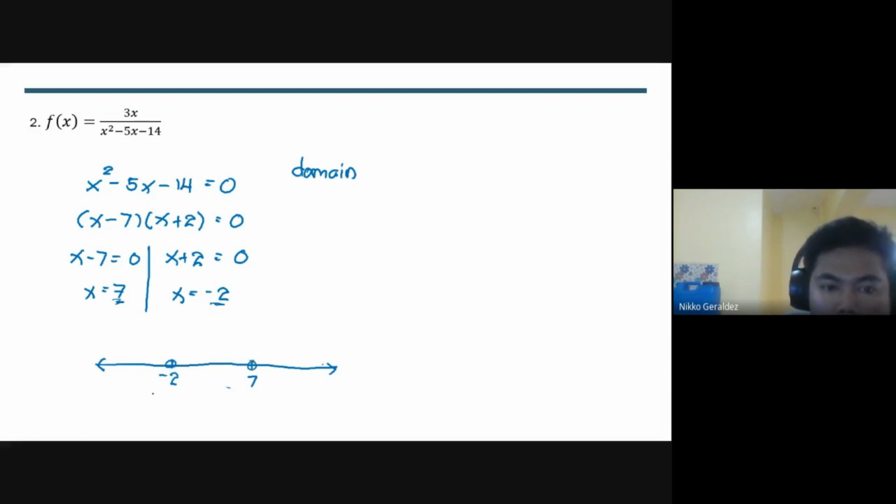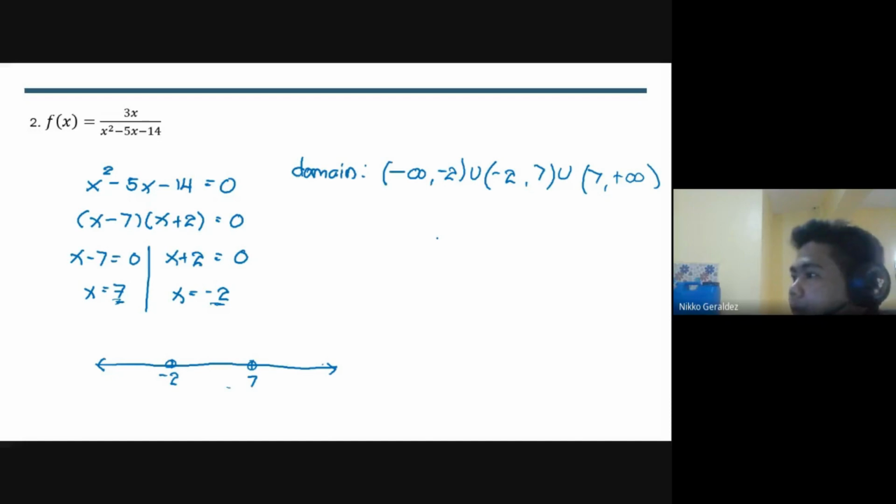So, ang interval natin, so negative infinity to negative 2, and union of, then negative 2 to positive 7. Then, 7 to positive infinity. So, yan po yung domain natin. No?